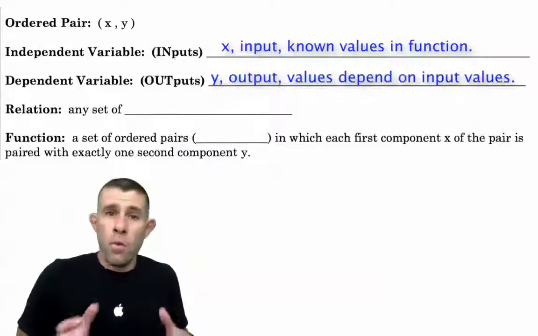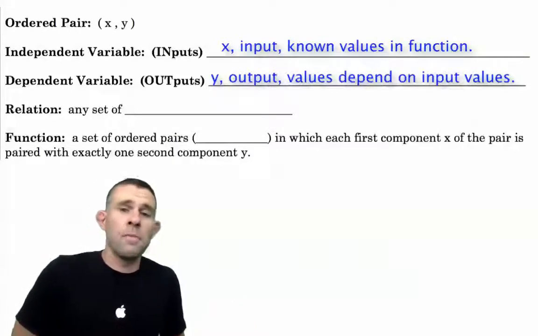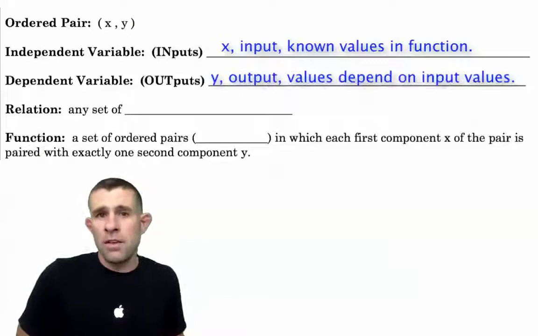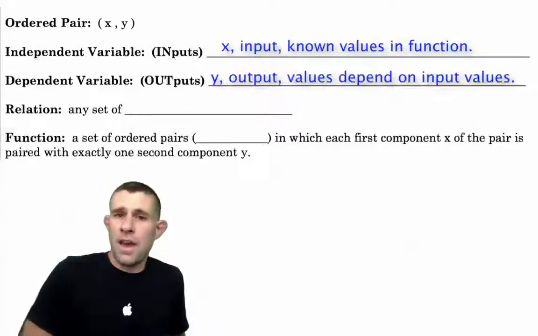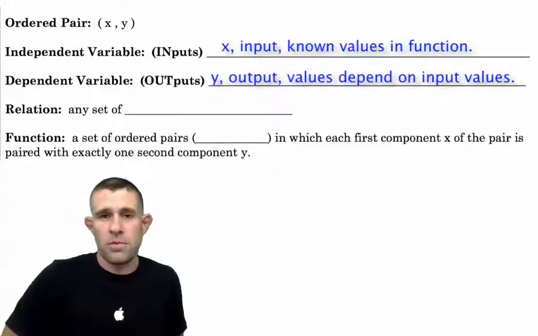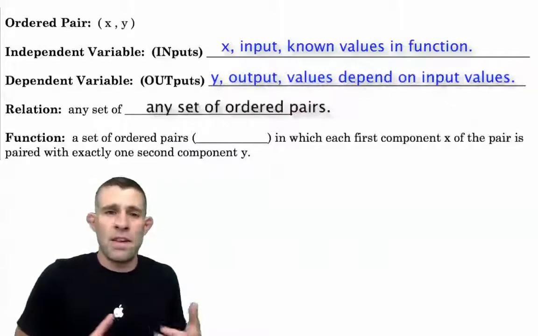Typically it is denoted by the y variable, whereas the independent is denoted by the x variable. And these are the variables whose values depend on the input. So typically y depends on the x for a typical function. Okay, so what is a relation? A relation is simply any set of ordered pairs.